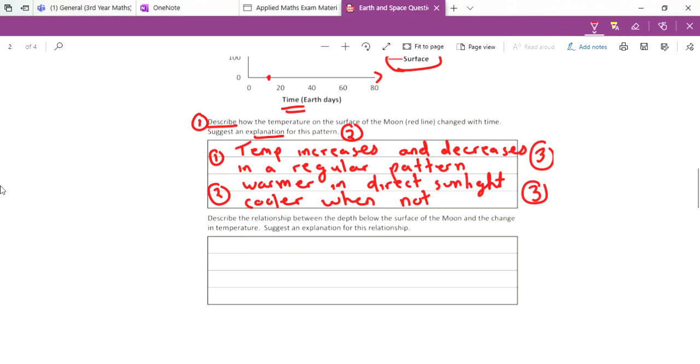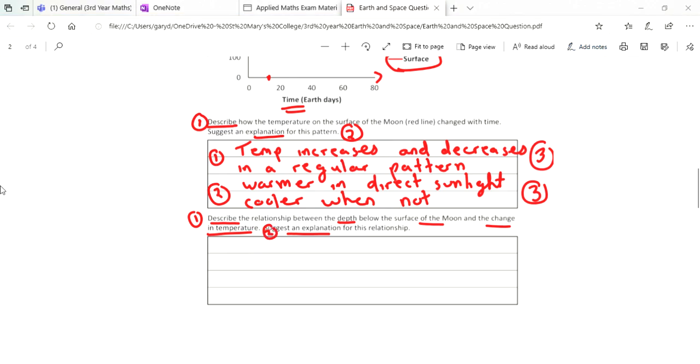Next bit, describe a relationship between the depth below the surface of the Moon and the change in temperature, and then suggest an explanation. So again, there's 2 parts here. There's the describe part, and then there's the suggest an explanation part. So let's have a look.